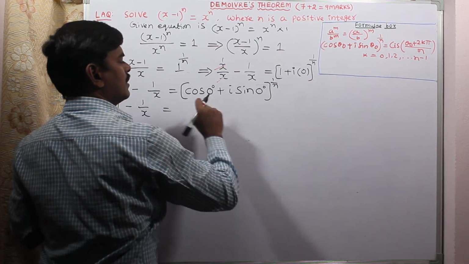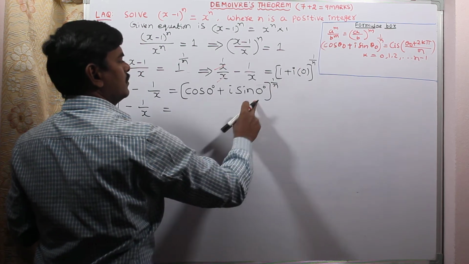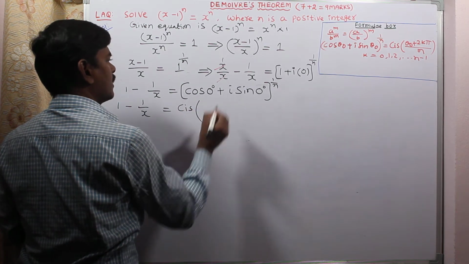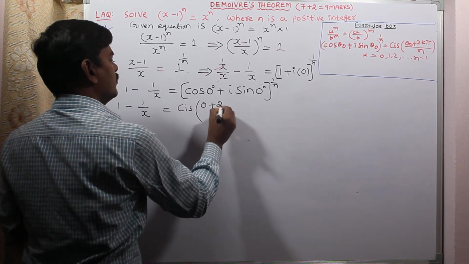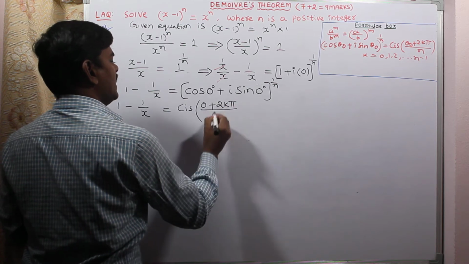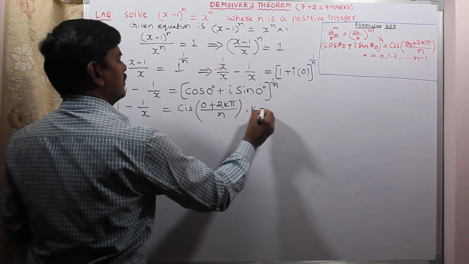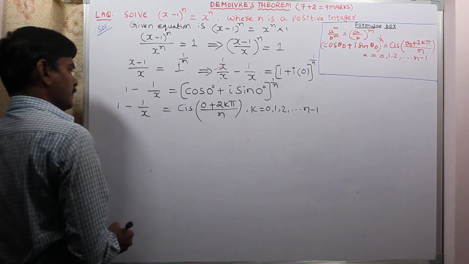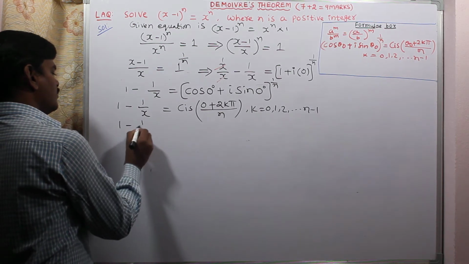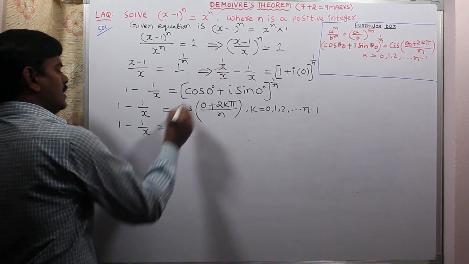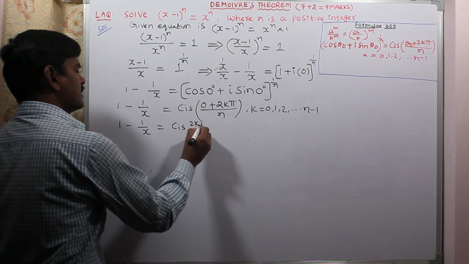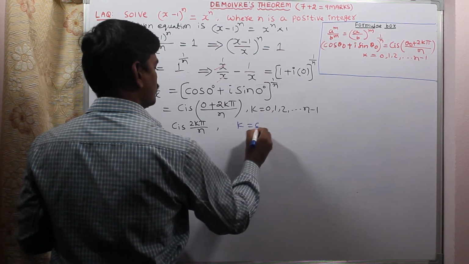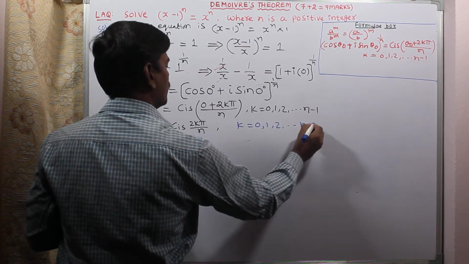So on comparison, theta naught is 0 and n is n only. So we write the formula cis of (0 plus 2k pi) by n, where k is 0, 1, 2, and so on up to n minus 1. So 1 minus 1 by x equals cis 2k pi by n, where k is 0, 1, 2, and so on up to n minus 1.